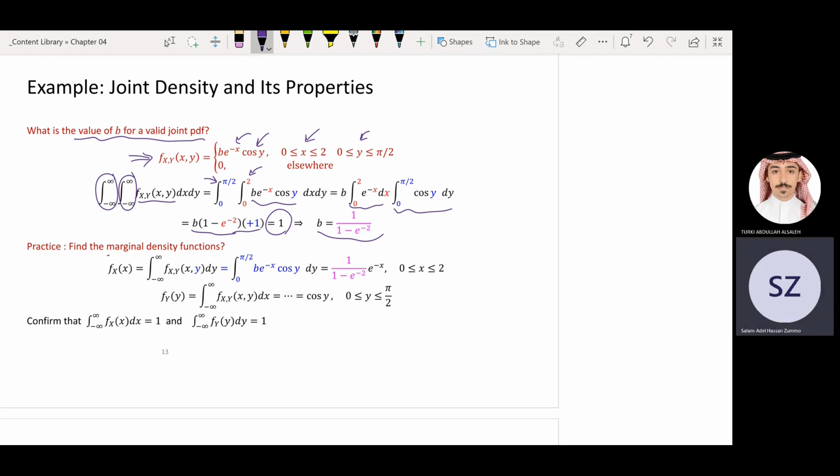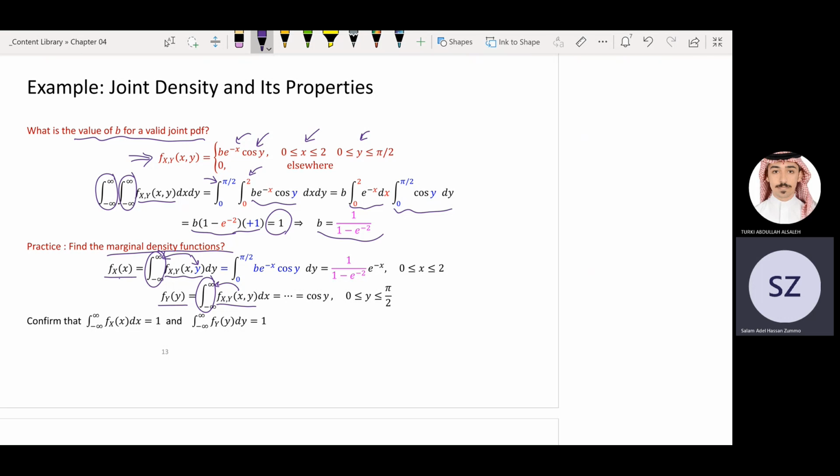Now another question: find the marginal densities. The marginal for x is f_X(x), and for y it's f_Y(y). In order to find f_X(x), I need to integrate with respect to y, from minus infinity to infinity. For y, I need to integrate with respect to x. So I always, in order to find the marginal for x, integrate with respect to y, and vice versa.